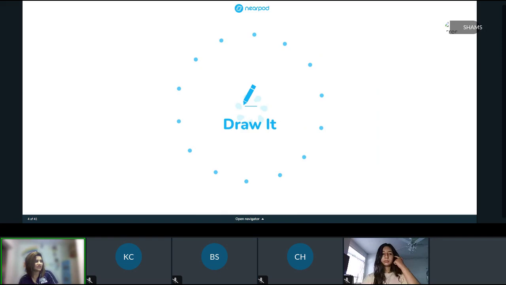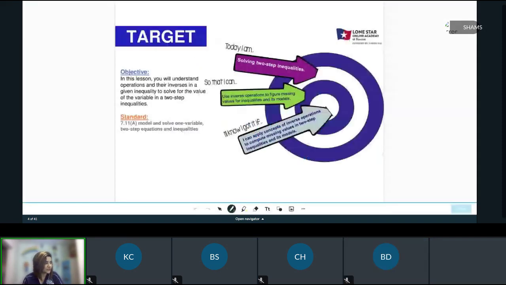Lesson target. In this lesson, you will understand operations and their inverses in given inequality to solve for the value of the variable in two-step inequalities and its models.